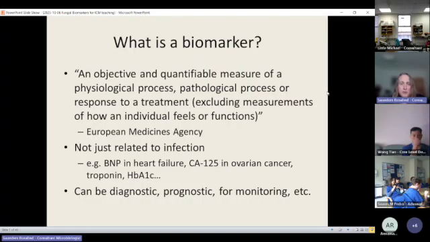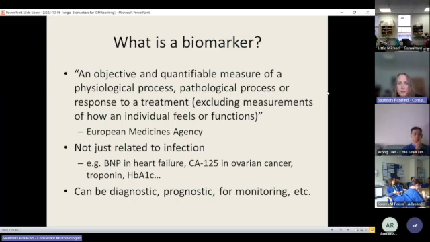And now we'll move on to the biomarker. A biomarker is a really general term, and it just means something that you can objectively measure, which is related somehow to either a normal physiological process, a pathological process, or response to a treatment. The definition from the EMA excludes anything that's not objective, so how the patient might feel about their treatment.